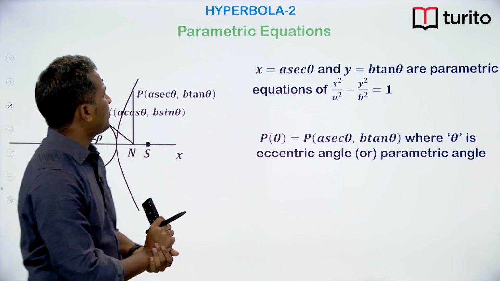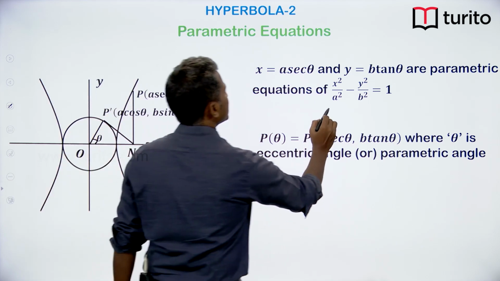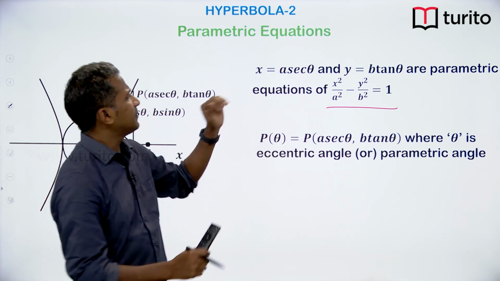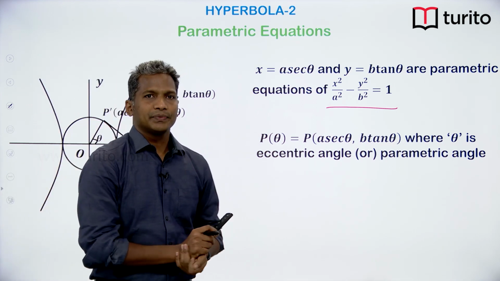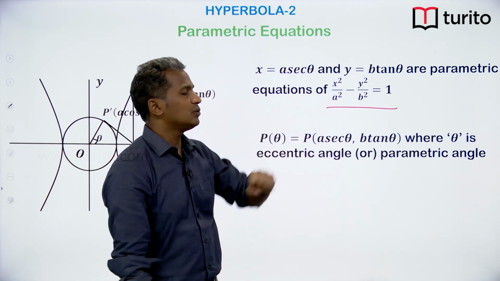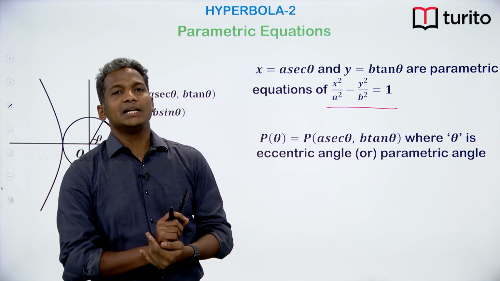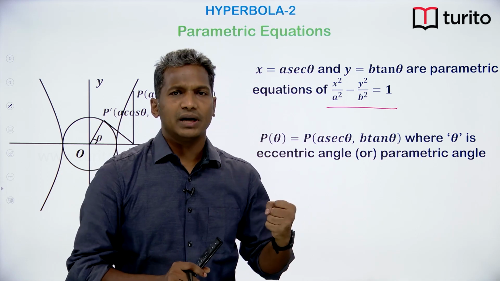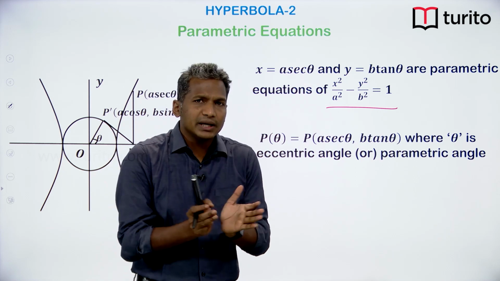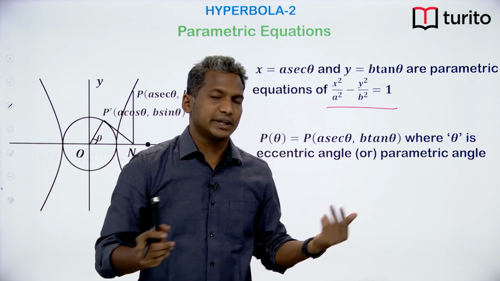So, now comes the parametric equations. Suppose we have x square by a square minus y square by b square equal to 1 as our standard equation of the hyperbola. Algebraically I can take x equal to a sec theta, y equal to b tan theta. If I take it, then definitely the equation will be satisfied. So, theta is a parameter, it may vary, and by applying this idea we are separating x and y in terms of a third parameter which is theta. So, we can call it the parametric form.